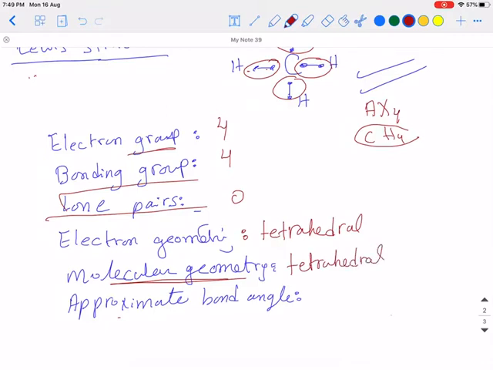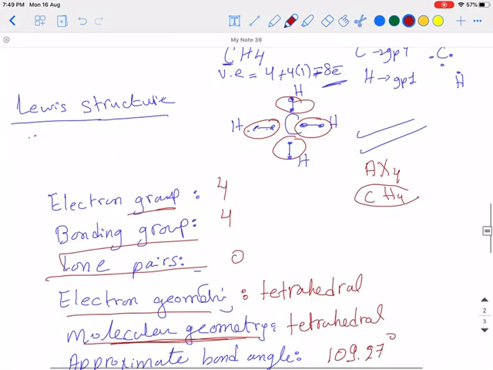Molecular geometry is also tetrahedral, because there are no lone pairs. When there are no lone pairs, electron geometry is like molecular geometry. And in tetrahedral, the approximate angle is 109.27 degrees. So the correct way of drawing it is like this, which is the shape of tetrahedral, and the angle here is 109.28 or 27 degrees.